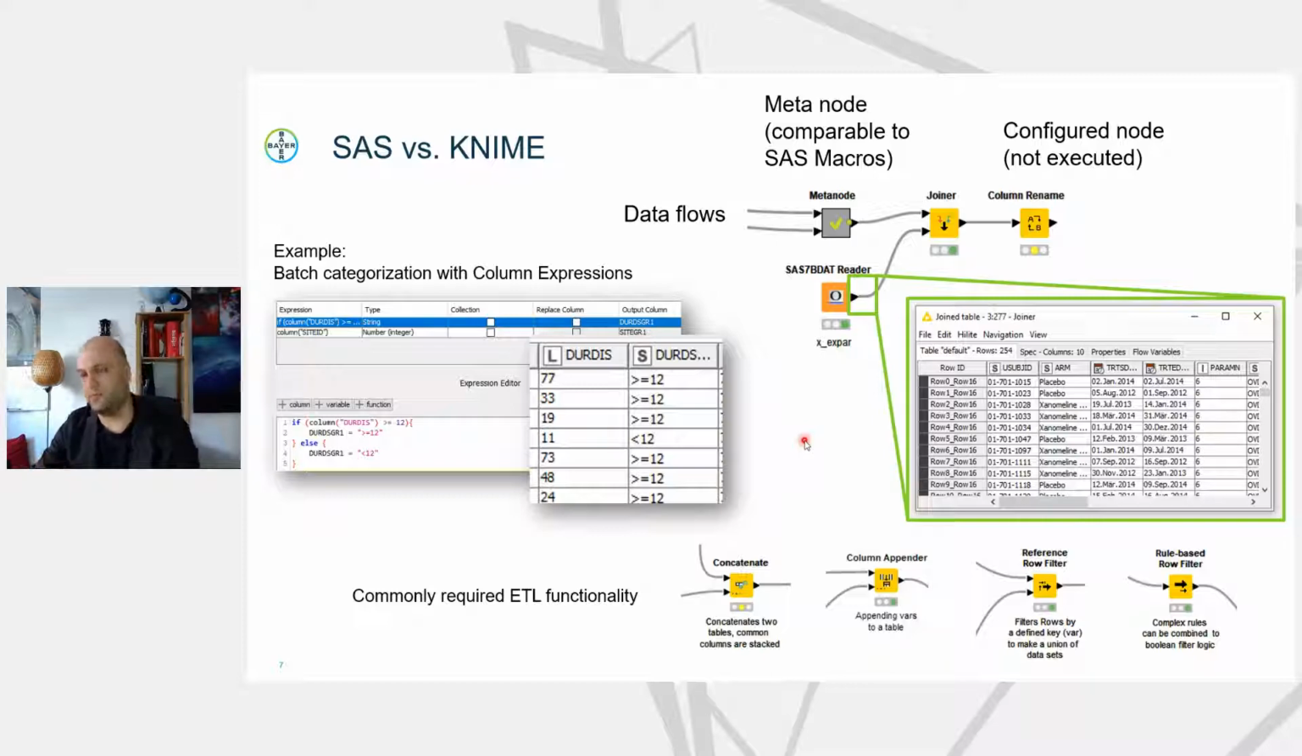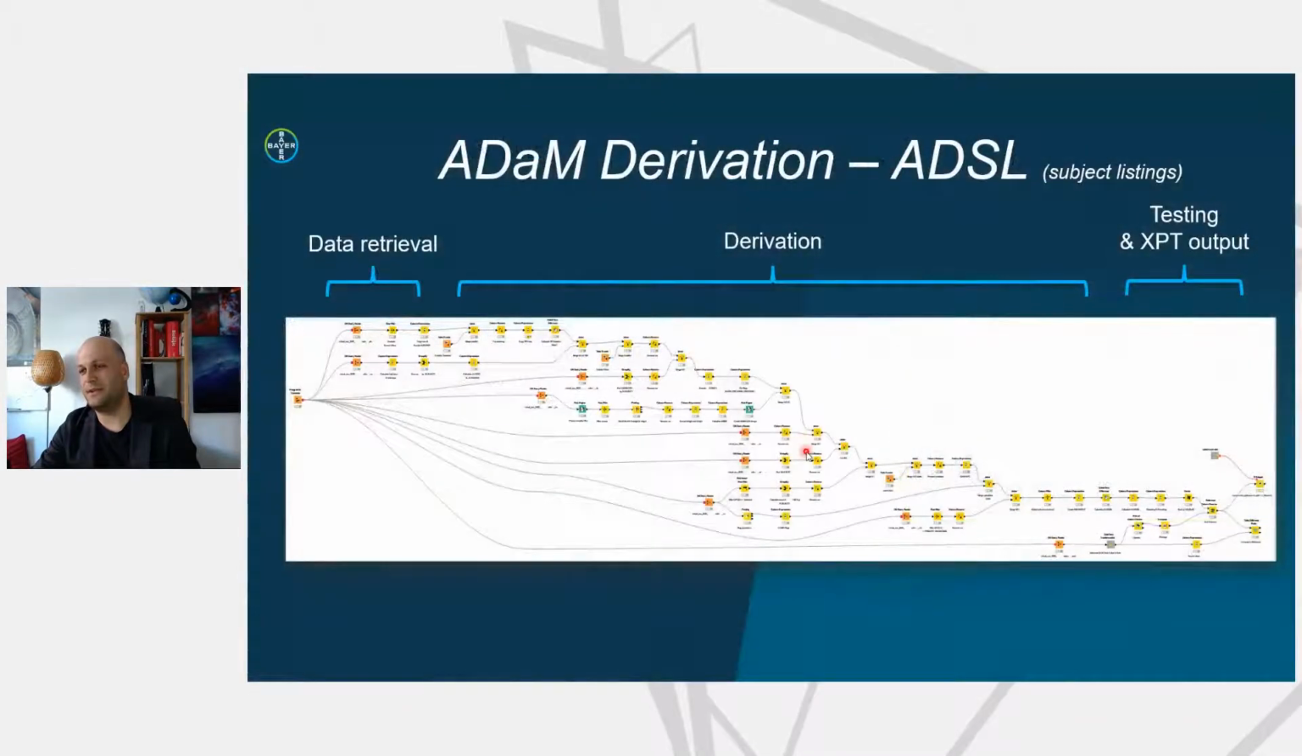We will come later to where KNIME can really shine in this context. So we have here the example of an ADSL derivation. ADSL stands for Analysis Data Set for Subject Listings. That comes mainly out of the SDTM demographics domain. We structured this workflow into the data retrieval part, which I will show you in a second, a derivation step, and a testing and XPT output, which I will also show you in a second.